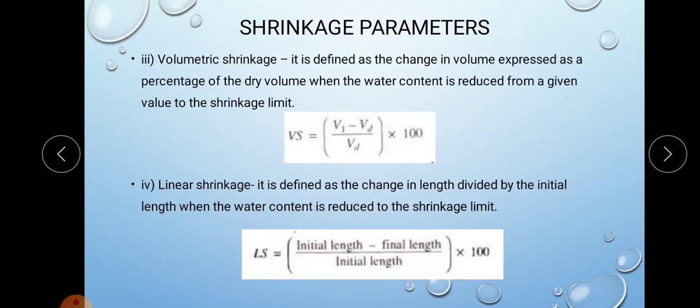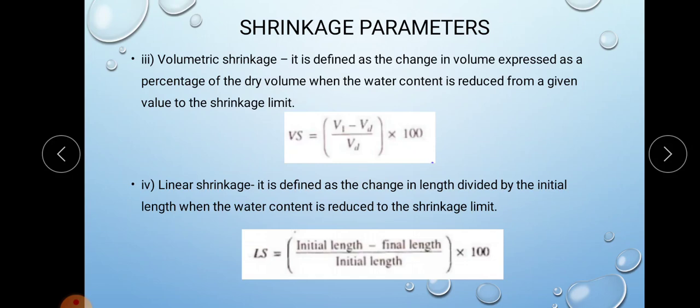And next is volumetric shrinkage. This volumetric shrinkage is defined as the change in volume expressed as a percentage of dry volume when water content is reduced from a given value to shrinkage limit. That is, it can be expressed as change in volume to the dry volume, that is (V1 minus Vd) divided by Vd into 100. That is volumetric shrinkage. Next is linear shrinkage.